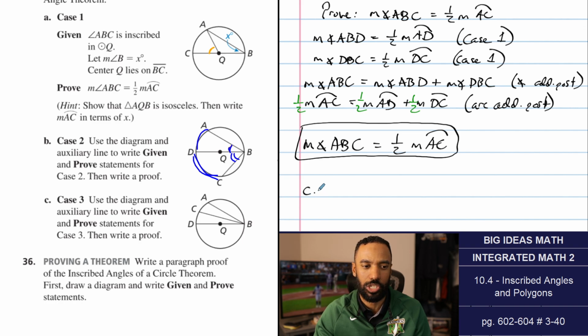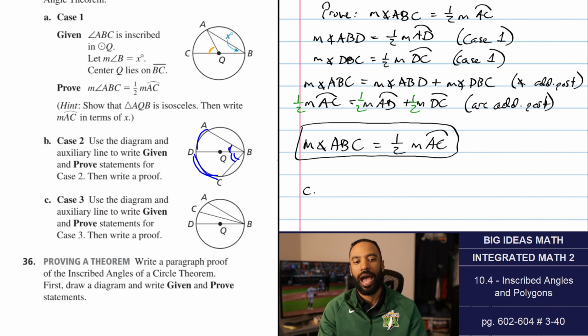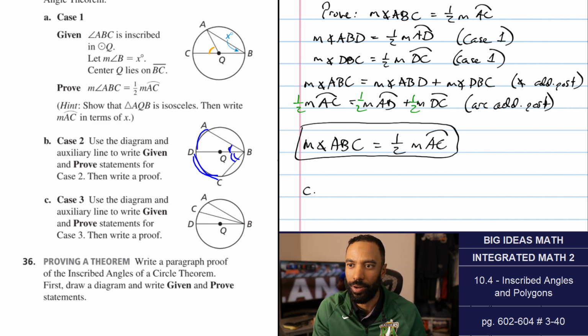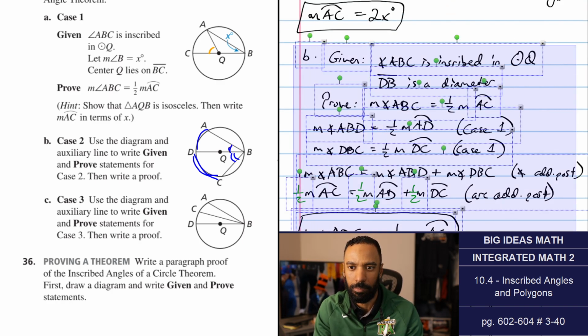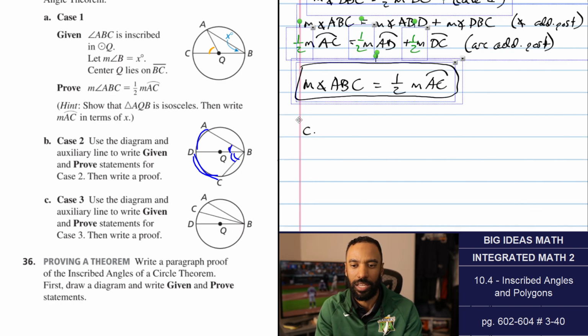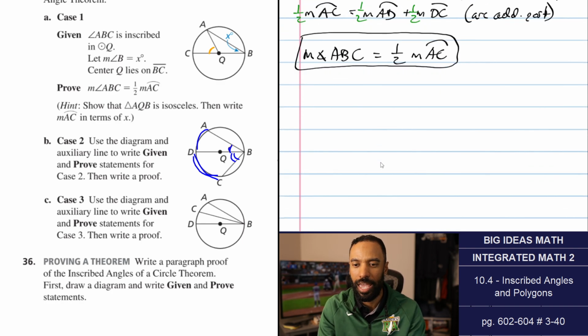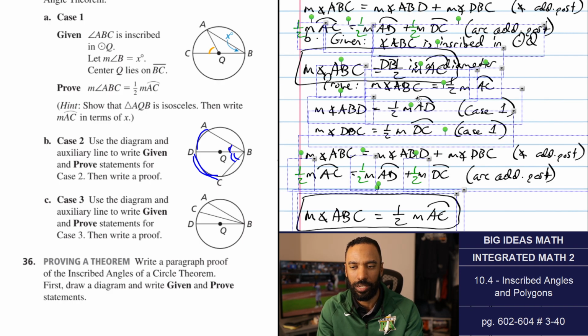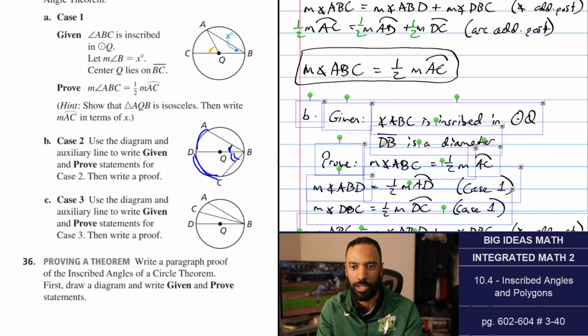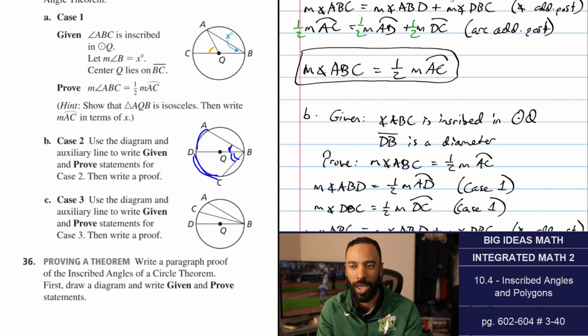Now, part C, case 3, says use the diagram and auxiliary line to write this one. I guess the same thing can be involved, but it's through subtraction. Now we're going to take something out. Let me copy and paste this and see how well I can call this a subtraction problem, because it's still the arc addition postulate and the angle addition postulate, but in a different way.